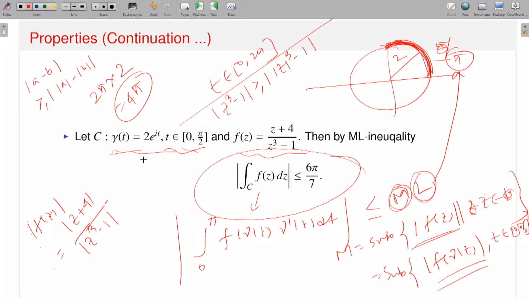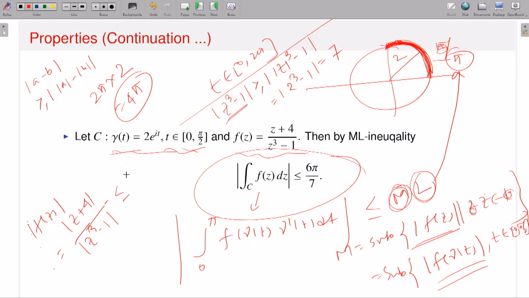Mod z, z is running over the contour. That means mod z, what is the mod z? Mod z is always 2. So therefore you can say that this is 2 to the power q minus 1. That means this should be 7. Right? Because z is lying over the circle of radius 2. So therefore mod z is 2. So therefore this denominator is always greater or equal to 7.